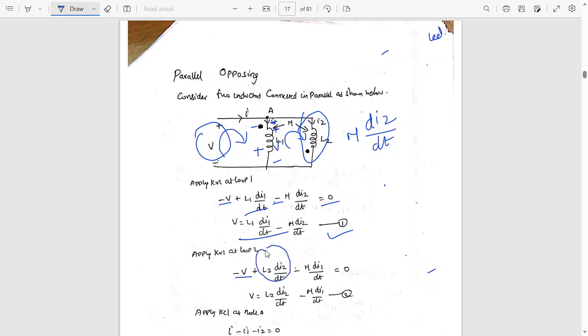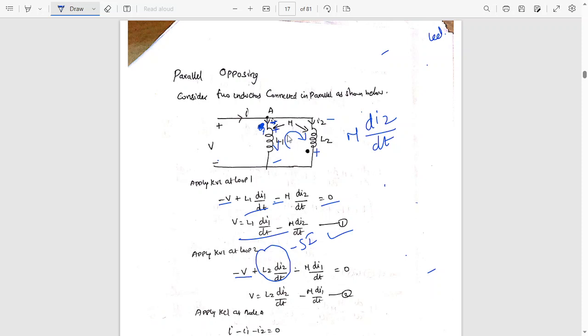This is the self-induced voltage. The second one is the mutually induced voltage. The mutually induced voltage across L2 will be due to the current flowing through L1. The current is entering the dot, so the induced voltage in L2, positive will be at the dotted terminal and negative will be at the undotted terminal.